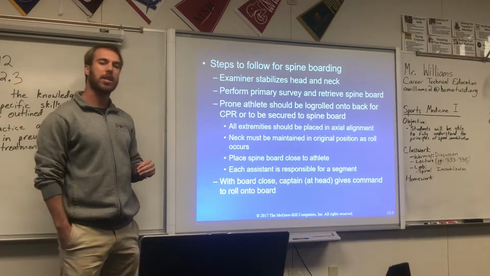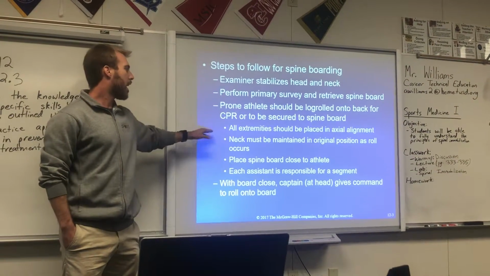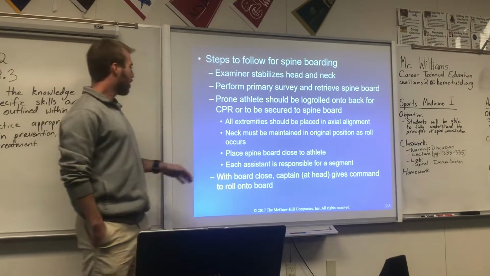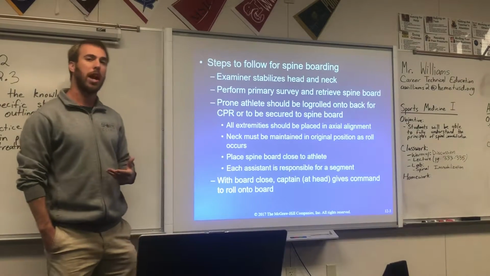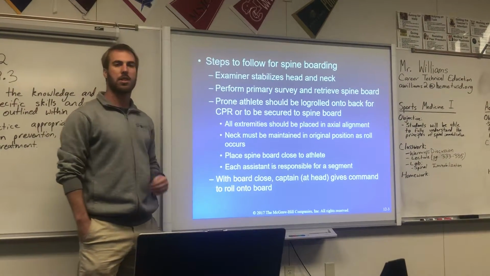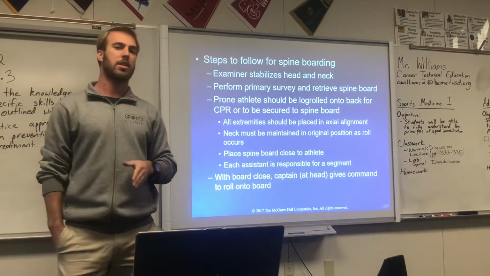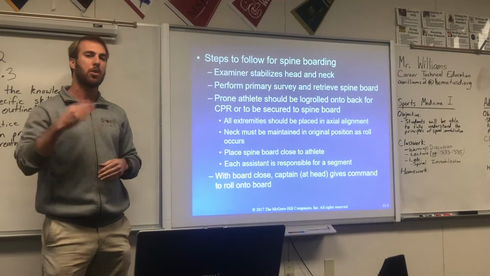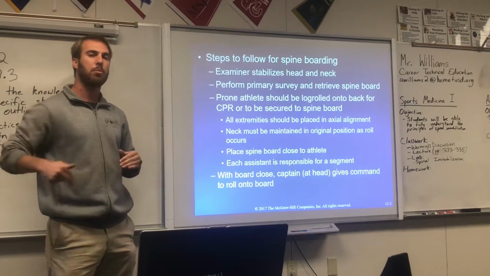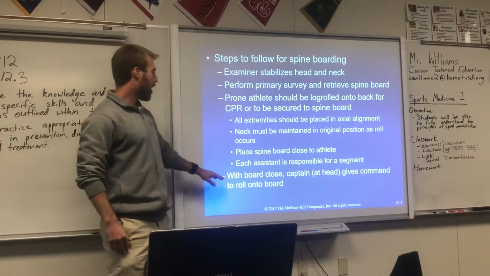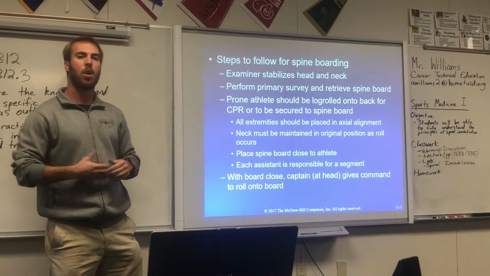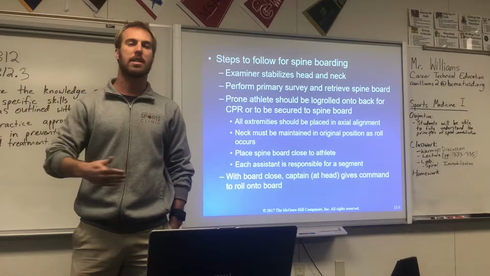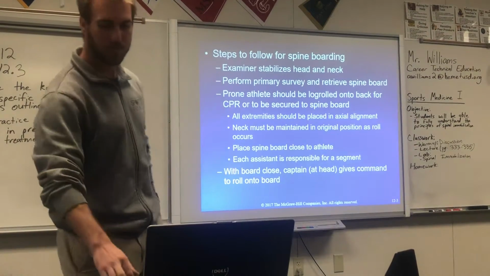All extremities should be placed in axial alignment. Neck must be maintained in original position as you log roll a patient. The spine board should be close to the athlete, and each assistant is responsible for a segment. So this is done as a team. The minimum amount for a good log roll would be 3 people, 1 person at the head, 2 people at the sides. And the person at the head always gives commands, so the person at the head will be giving the commands to the rest of the team as they log roll a patient onto the backboard.